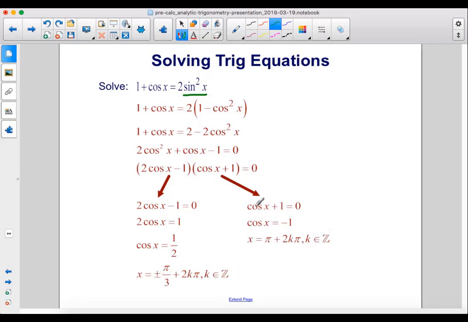And over here, we have cosine x plus 1 equals 0, cosine x equals negative 1, giving us solutions of pi plus 2k pi, where k is an integer.